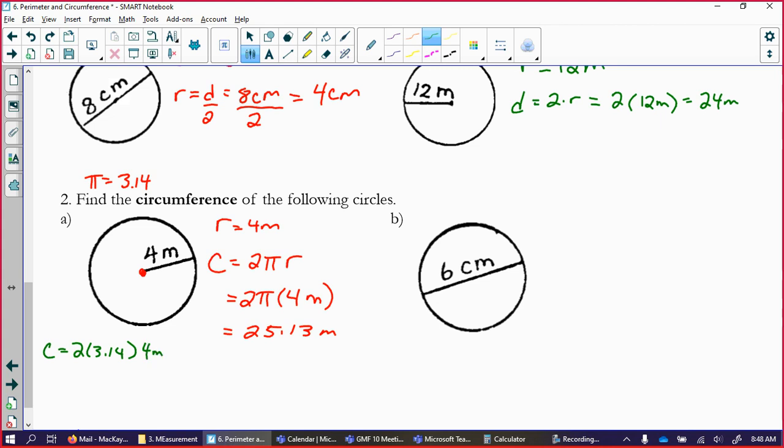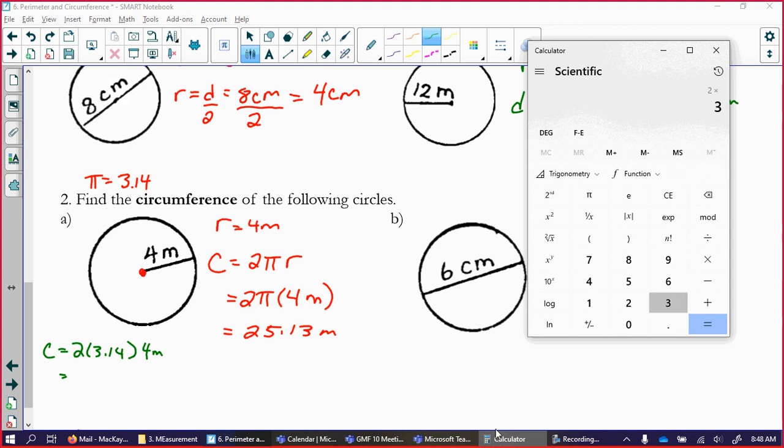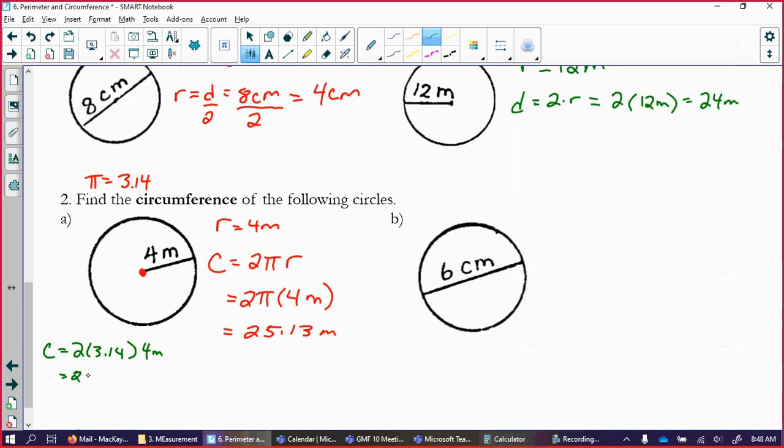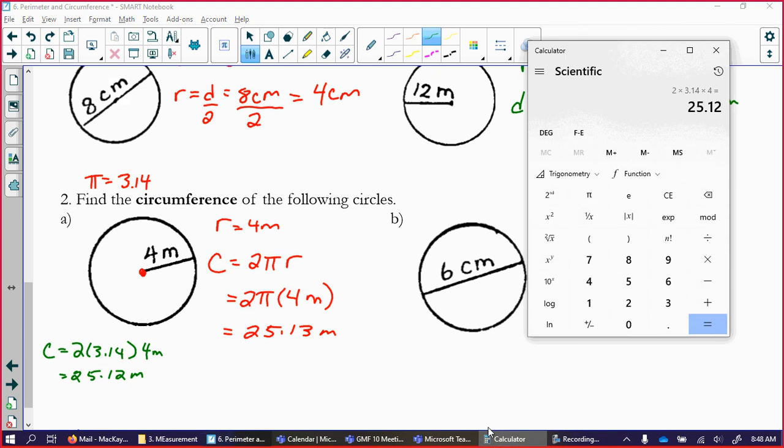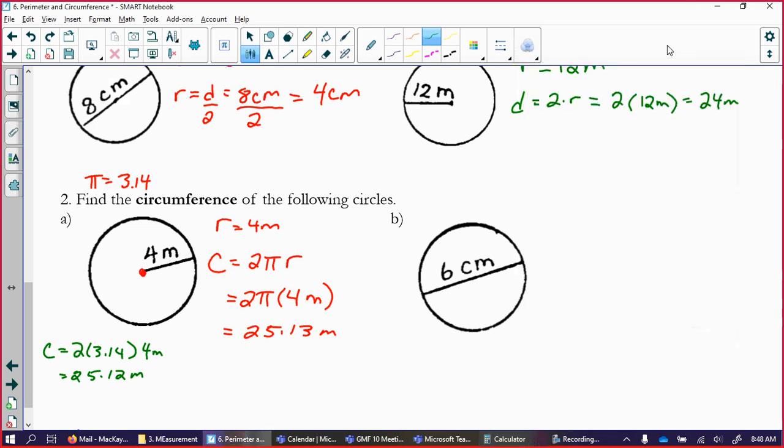Now, I'm just curious if I use 3.14, how far off will we be? Because it's 2 times 3.14 times 4. You're off by a hundredth. Like I said, you're not wrong, but the pi button is a little bit better. 2 times pi times 4 is 25.1327, and it depends on what you're doing and all of that.